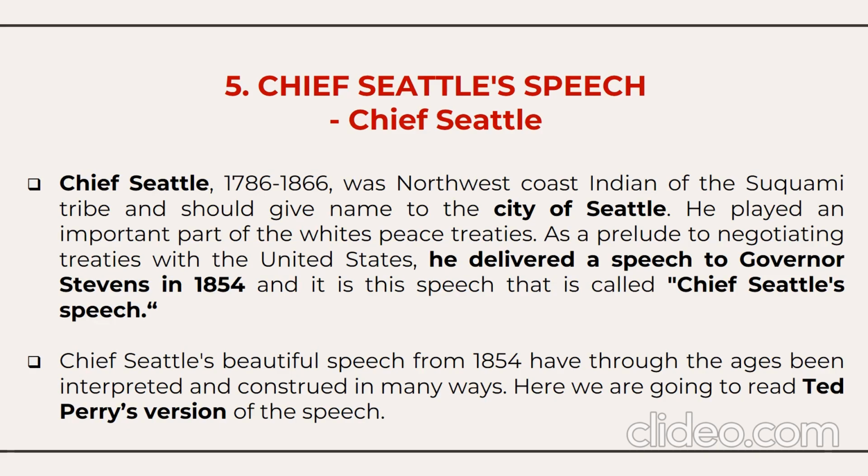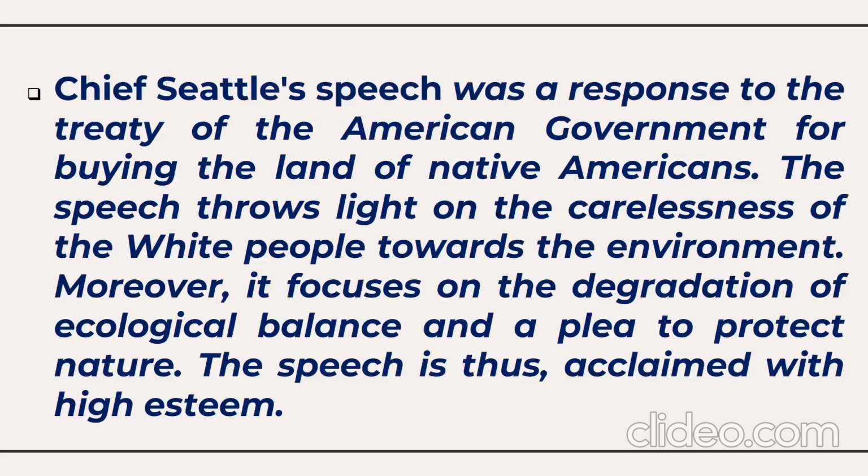This is a very beautiful speech from 1854 and has through the ages been interpreted and construed in many ways. Many people have interpreted it, and here we are going to read Ted Perry's version of this speech. So which version do we have in our syllabus? Ted Perry's version. And Chief Seattle's speech was a response to the treaty of the American government for buying the land of Native Americans. The speech throws light on the carelessness of the white people towards the environment. Moreover, it focuses on the degradation of ecological balance and the plea to protect nature. Thus, this speech is acclaimed with high esteem.